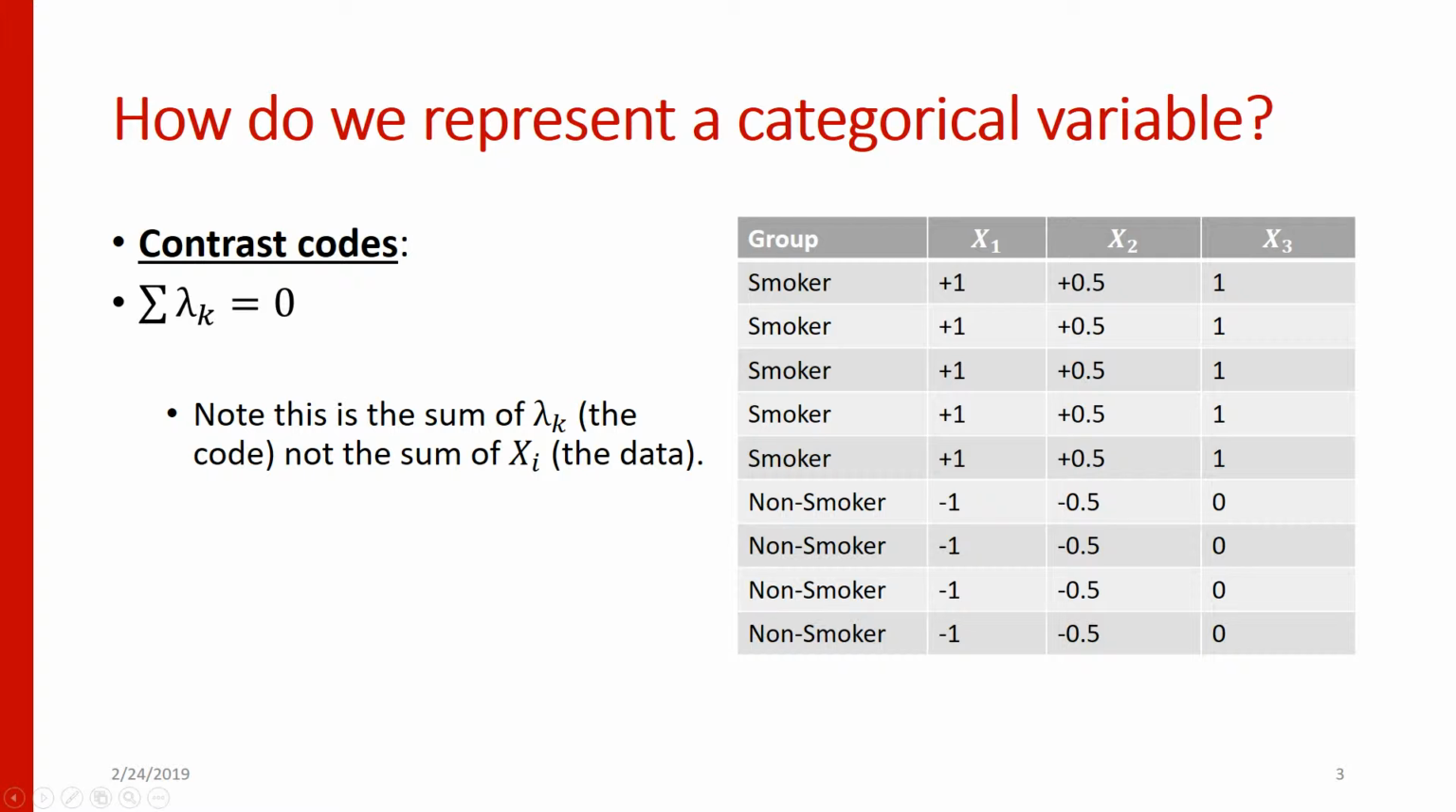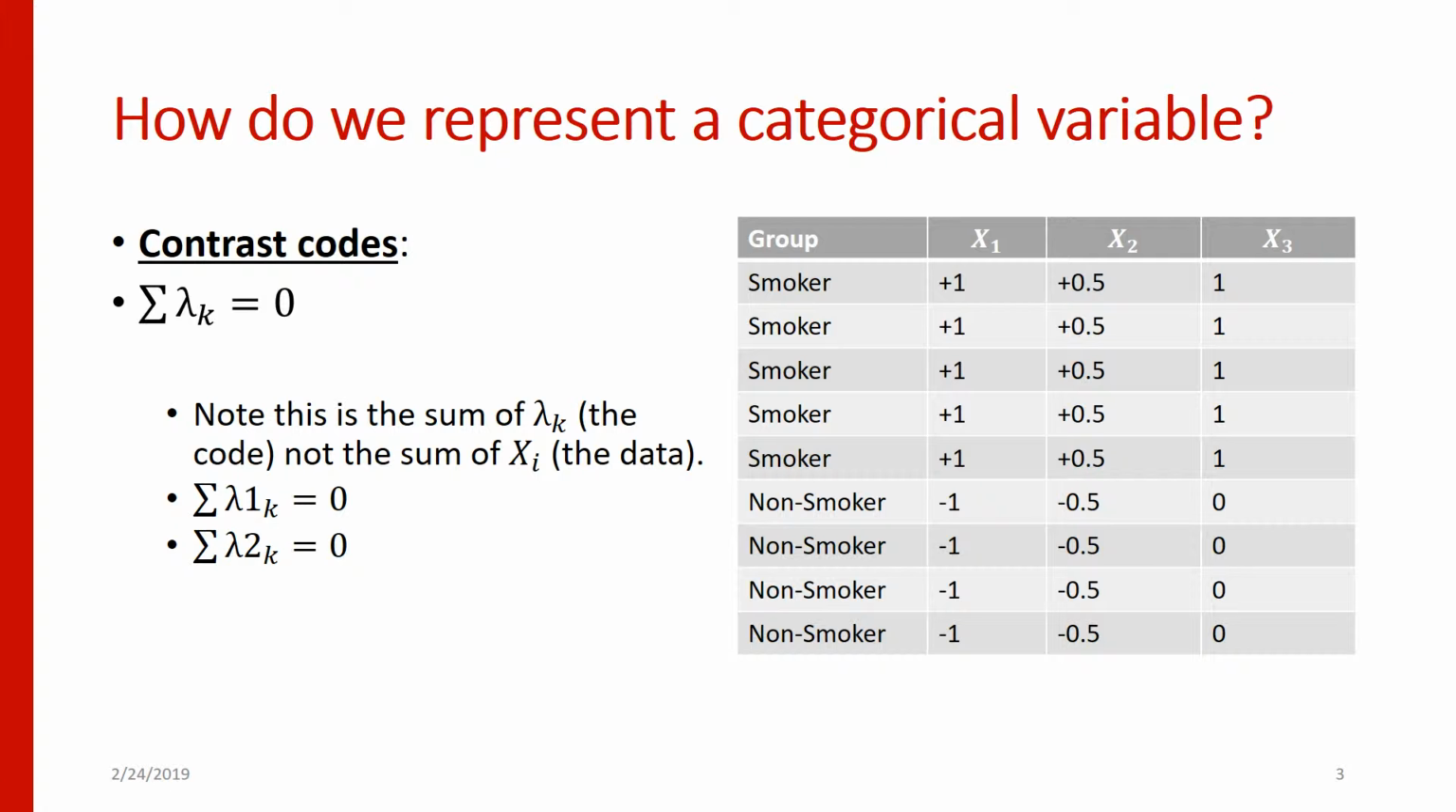So in x1, if we map this code onto our data, we'd have an actual x variable where all smokers got a +1, right? Lambda for smokers is +1, lambda for non-smokers is -1, and the sum of those lambdas is going to be 0. Note that this is the sum of the lambdas, not the sum of the data. But the sum of lambda 1 is 0. Now, if I do lambdas of +0.5 and -0.5, so lambda for smokers is +0.5 and lambda for non-smokers is -0.5, I can map those codes onto my data to create x2, and that lambda code is a contrast code because the sum of the lambdas is 0.